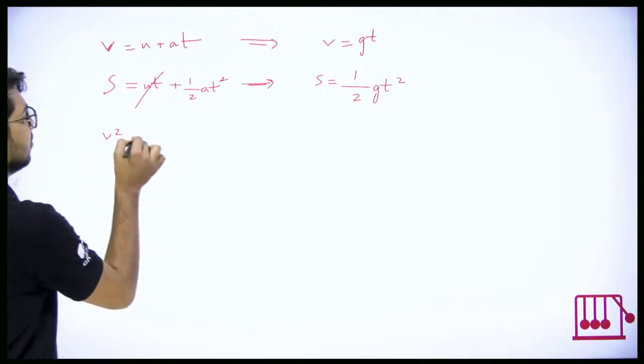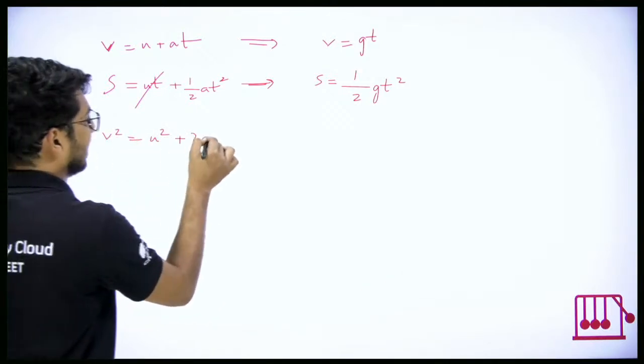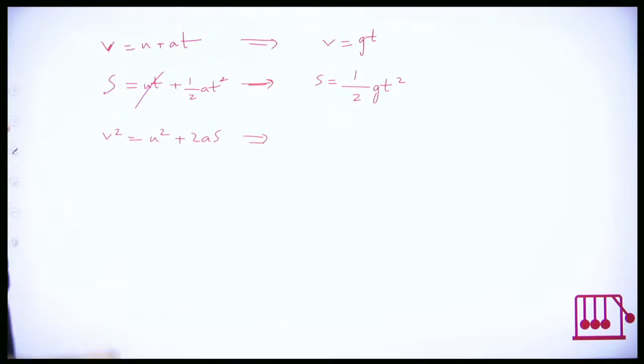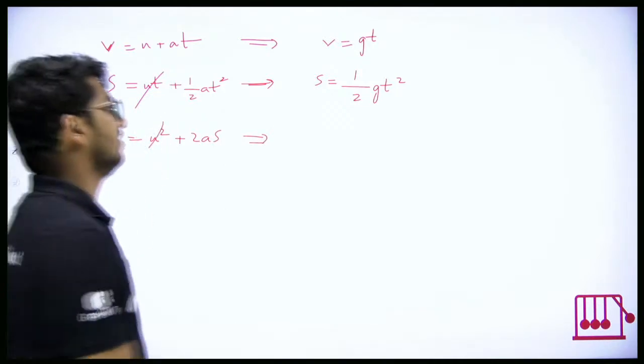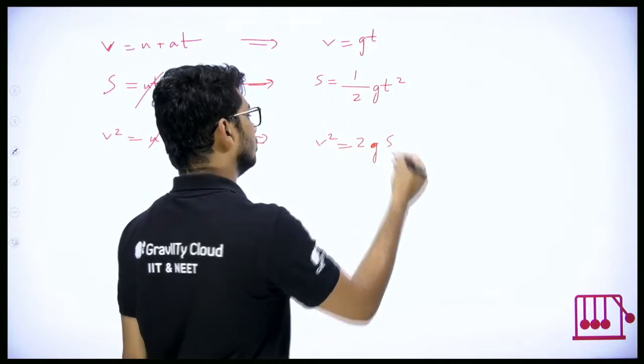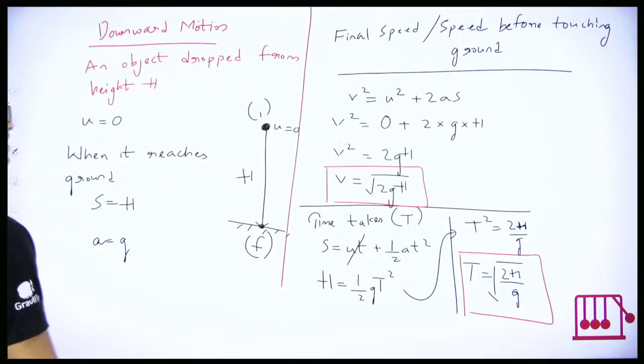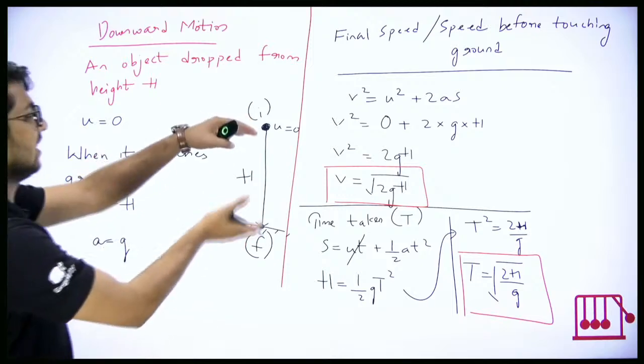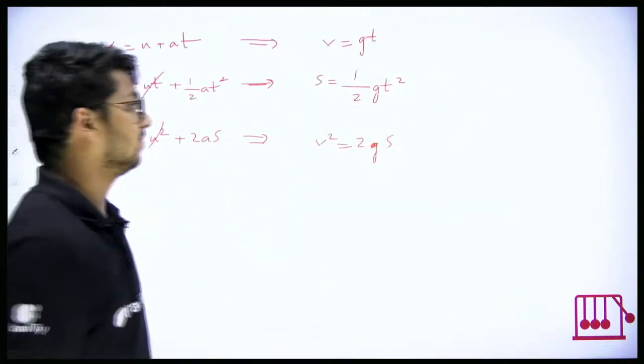Then V square is equal to U square plus 2AS. Again, U is 0, so V square is equal to 2AS. And A is G, so 2GS. The only thing that you have to remember is displacement can be expressed in terms of time.